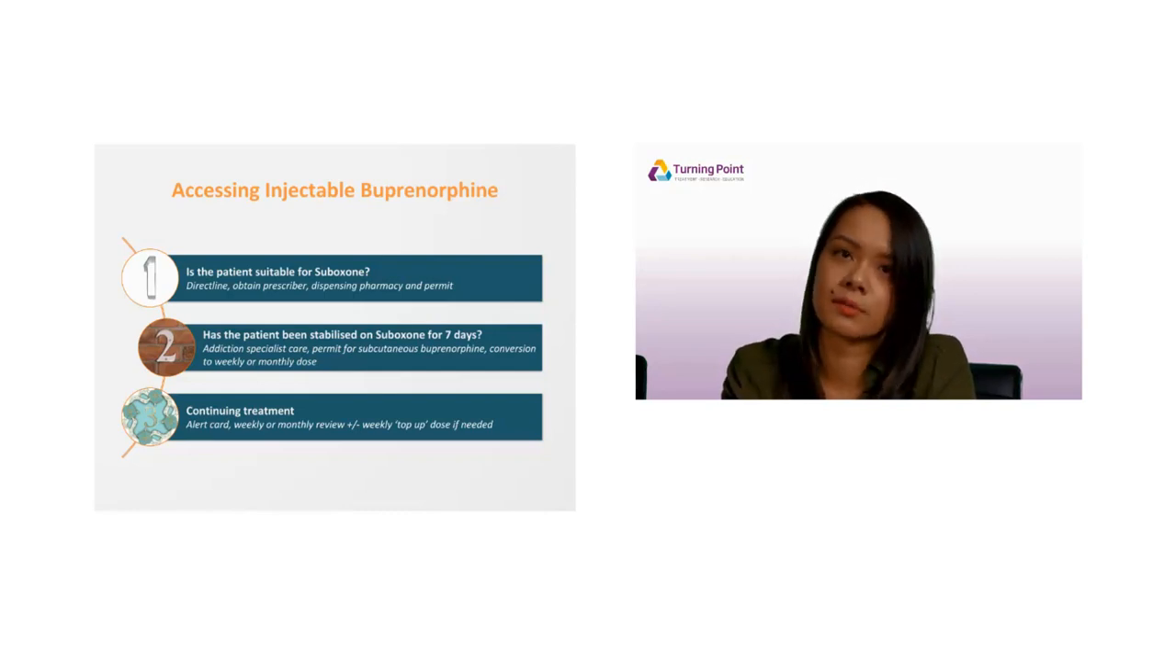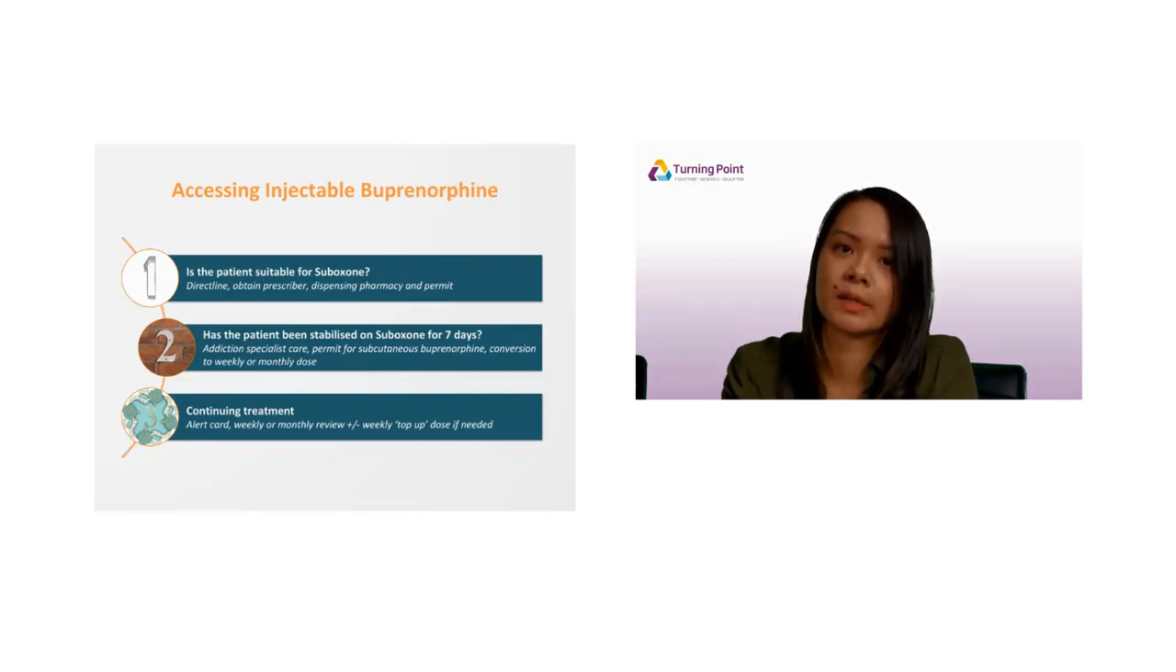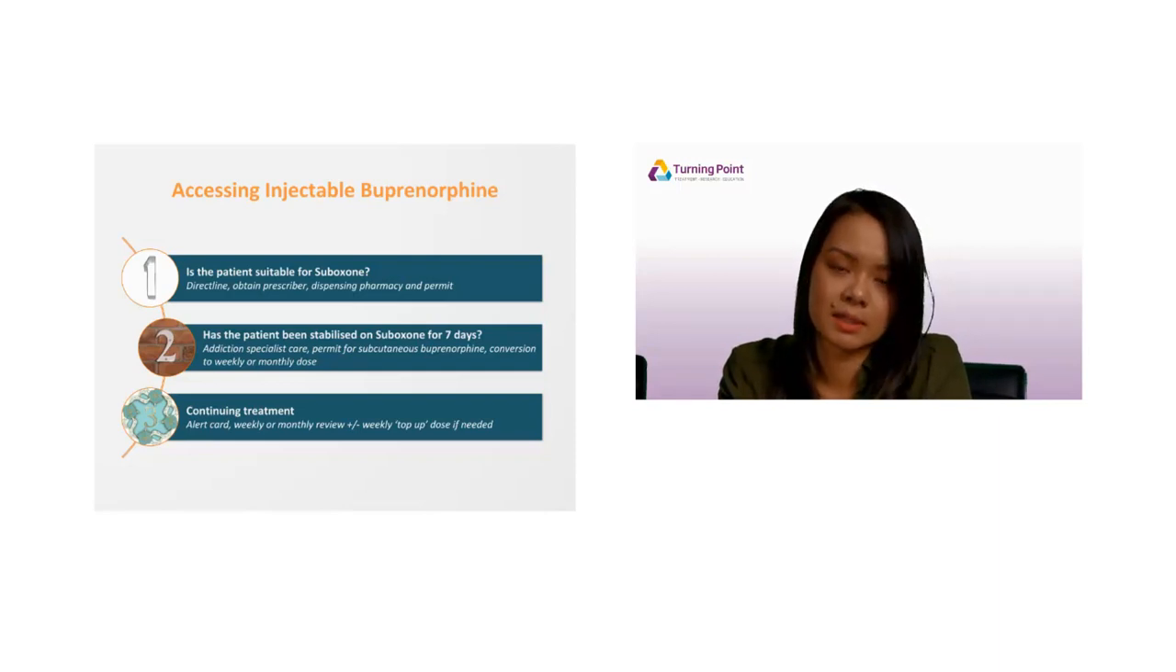And the usual process of having a prescriber, having a dispensing pharmacy for that, and having a permit for that are needed. If they do well on Suboxone and they want to move on to the injection, then they need to find that addiction specialist care. That addiction specialist then needs to apply for a permit for the injectable buprenorphine and determine if that patient is a suitable candidate for this injection as well. And then there's a discussion around whether that person might be suitable for a weekly or a monthly dose of that injectable buprenorphine. And then once people commence the injectable buprenorphine, it's continuing treatment.